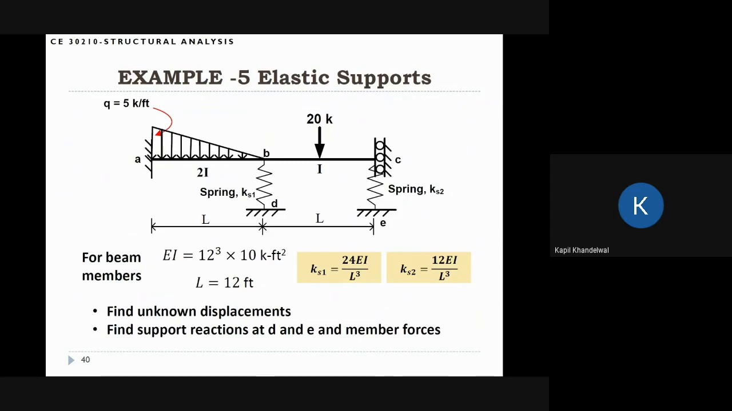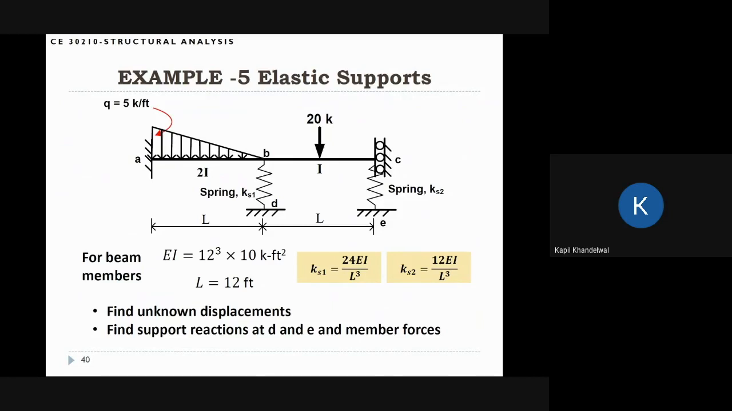So let's think about what the unknown displacements are in this case. You can see that there are 2 degrees of freedom at B: vertical displacement and rotation, okay? And at C, there's only 1 free degree of freedom, that is vertical displacement. It is not allowed to rotate at C. So there are 3 free degrees of freedom in this case.